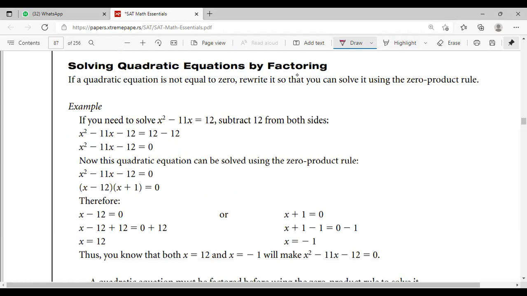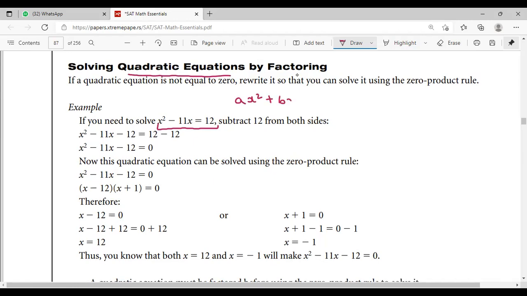Solving quadratic equations by factoring. If a quadratic equation is not equal to 0, rewrite it so that you can solve it using the zero product rule. Now in this case, we have x square minus 11x equals 12. This is not the general form of a quadratic equation. The general form is ax square plus bx plus c equals 0. So we'll take this 12 to the other side, and it would be x square minus 11x minus 12 equals 0.